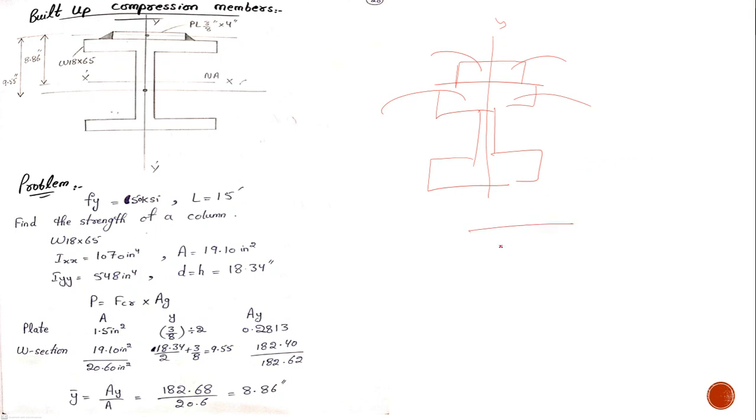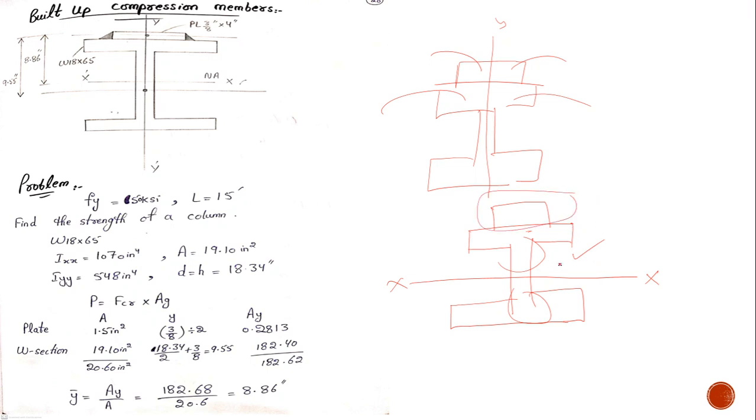But what if I have to find I along the x-axis? Now this is not simple. This is my section and this is x. Above this x-axis I have half W section, and below this x-axis I have half W section, which is okay. So there is symmetry, but there's a problem. Above the x-axis there's a full plate, so there's no symmetry.